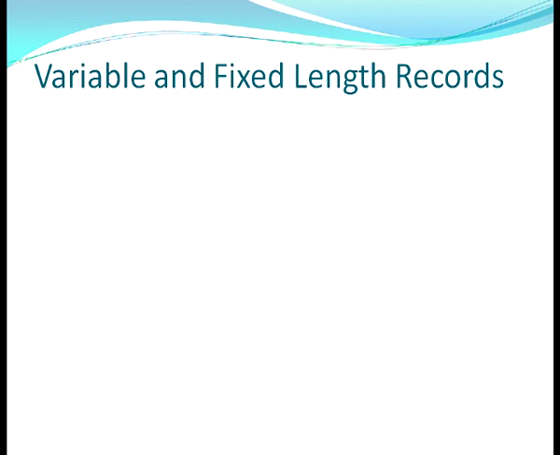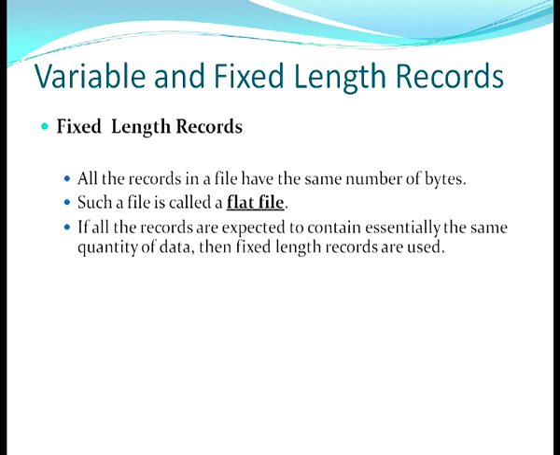As the name says, in a fixed length record, all the records in the file have the same number of bytes. We call such a file a flat file. We very rarely come to use such files because you will generally find that all the records are of variable lengths. But if you come across a situation where all the records have the same number of bytes, we call it a flat file, and we cannot then modify it. It becomes a very rigid sort of file.